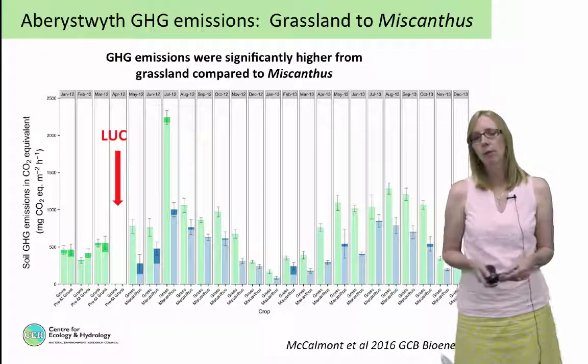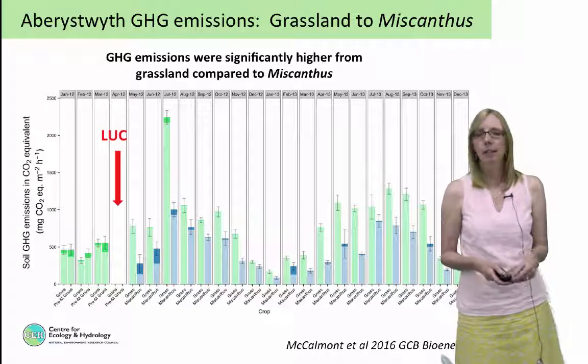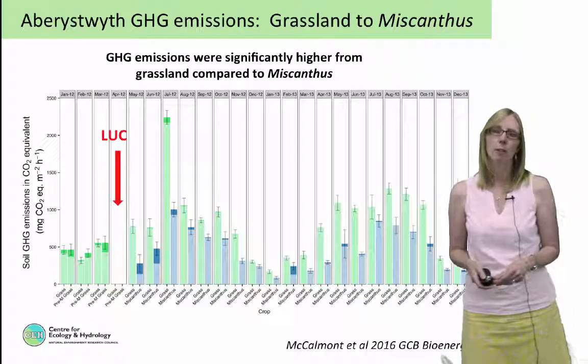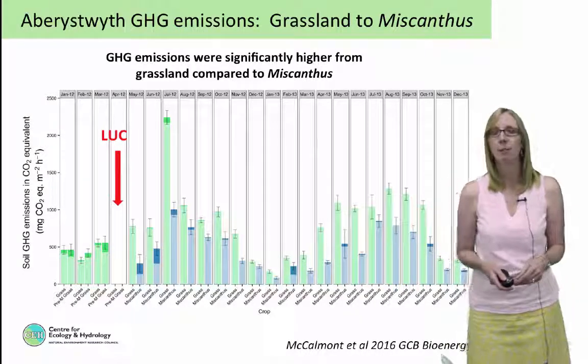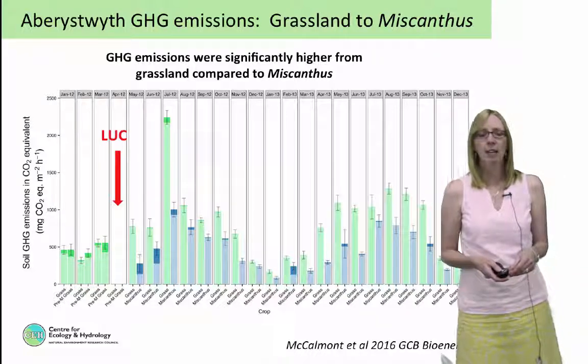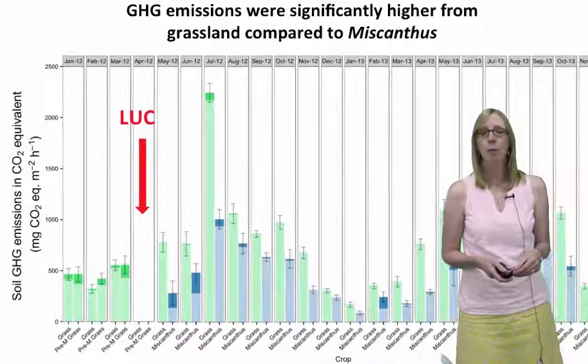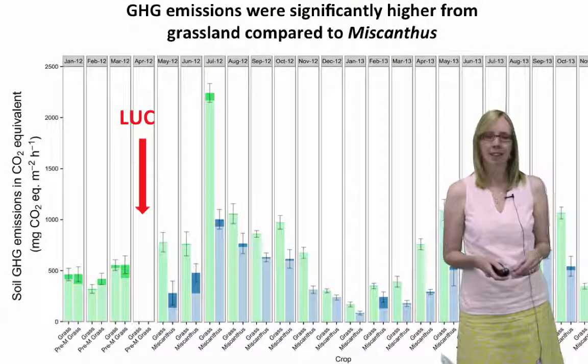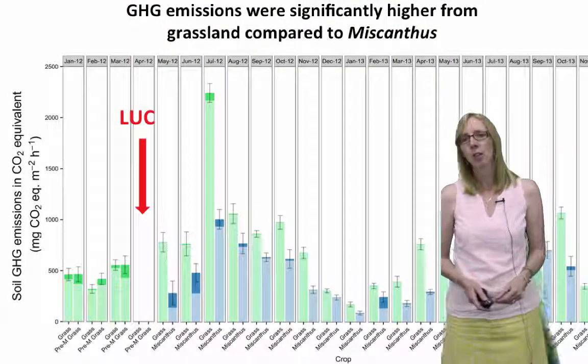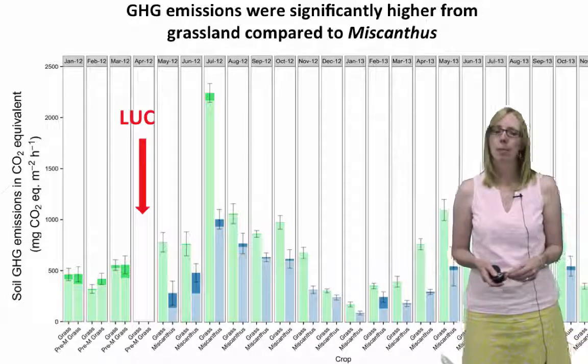But just to give you an example of the data, this is data collected by John McAlmont at Aberystwyth on the grassland to Miscanthus transition. And you can see that to the left-hand side of the graph, you've got the emissions from the grassland prior to the planting of the Miscanthus. And then the big red arrow shows you when the land use change took place.